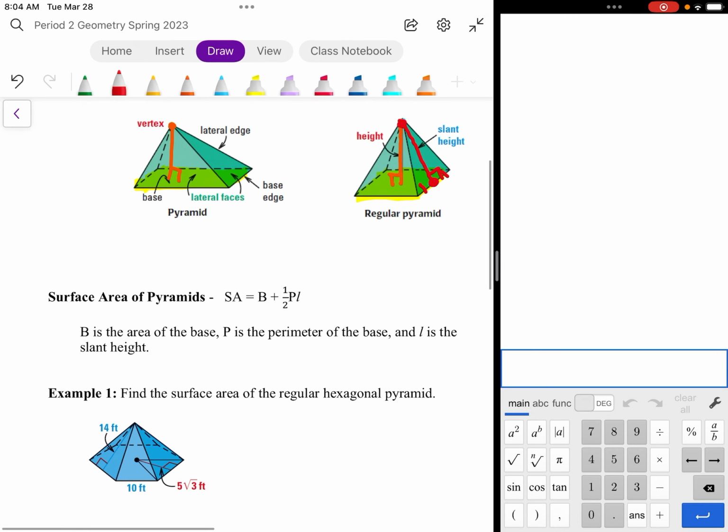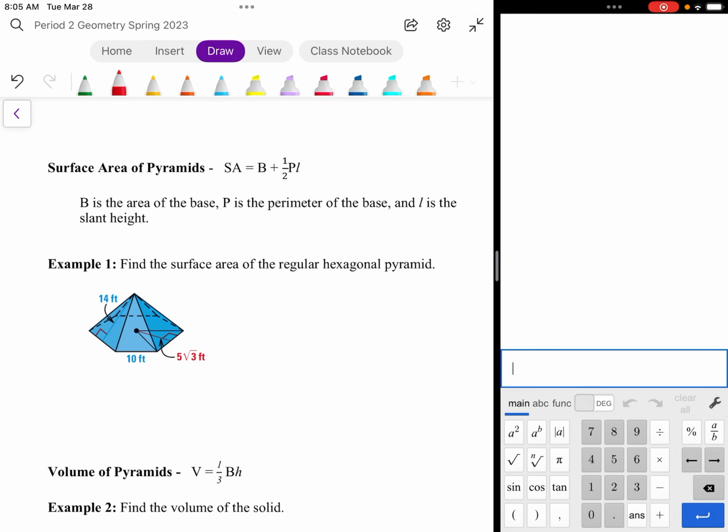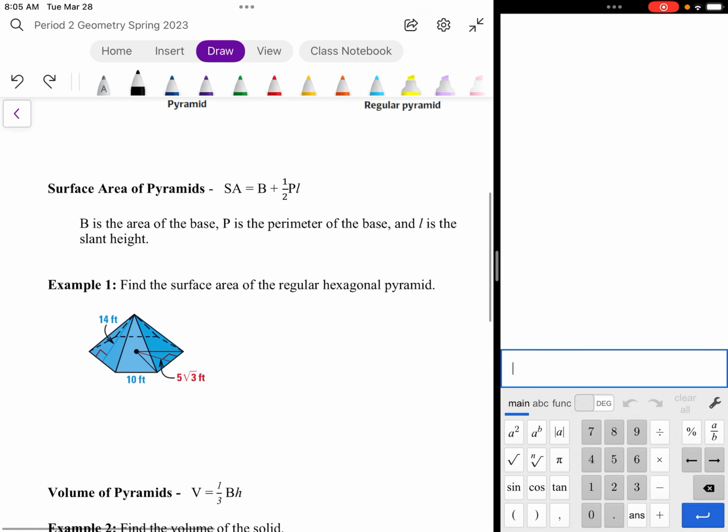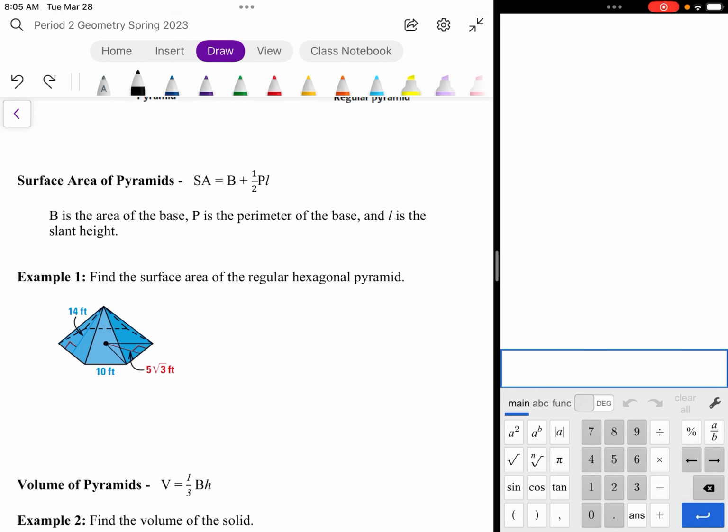So for the surface area formula, and again, you will be given this on the test, you need to know how to use it and what all of the letters mean. So the surface area is B, which is, again, the area of the base, plus 1/2 the perimeter, which is the perimeter of the base, and then the italicized lowercase l, that means the slant height, and you want to make sure that you're using the slant height and not the actual height of the pyramid.